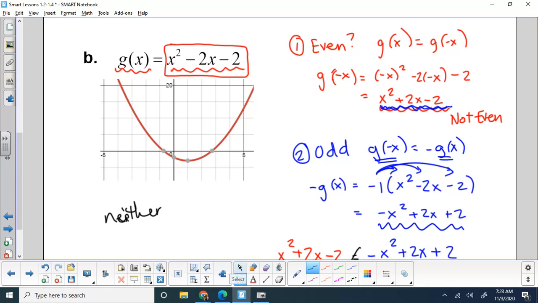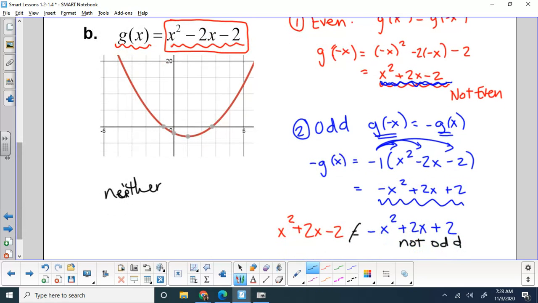All right. So there's your lesson. I hope that you have a better understanding of how to algebraically show even and odd.